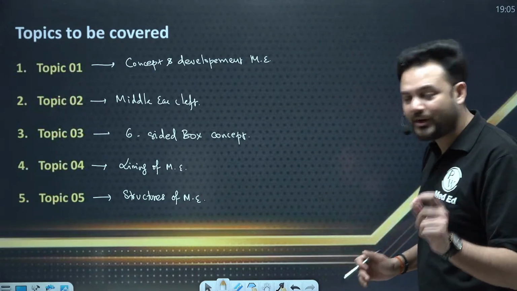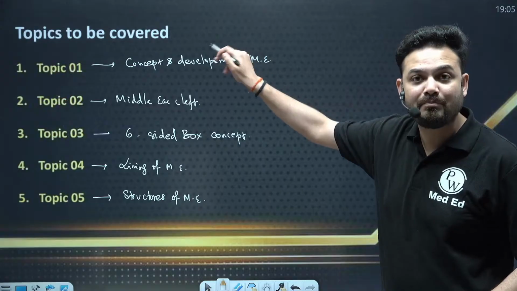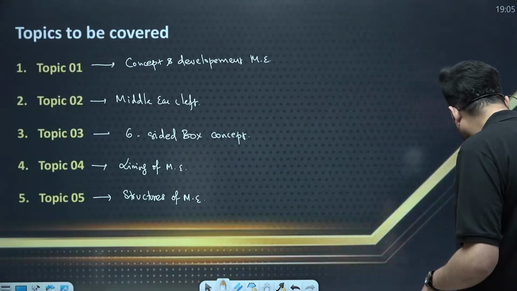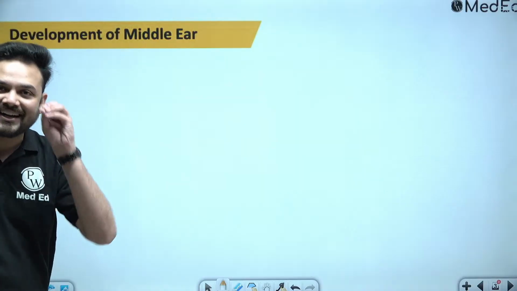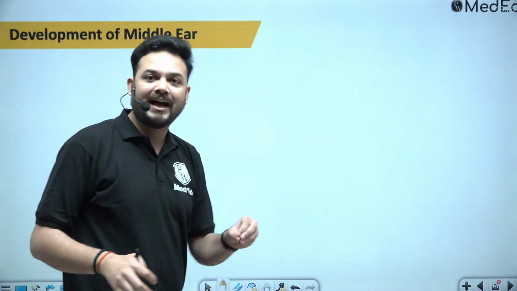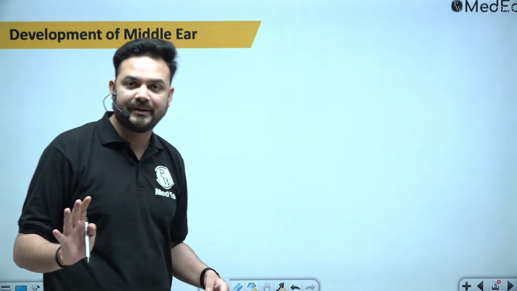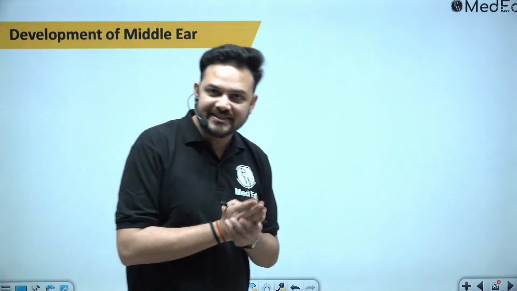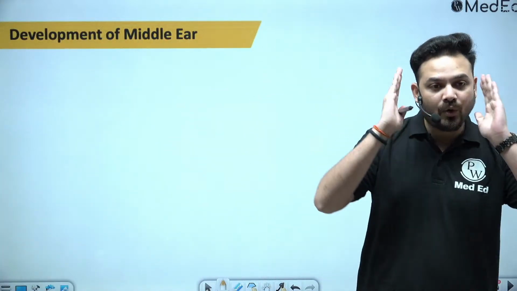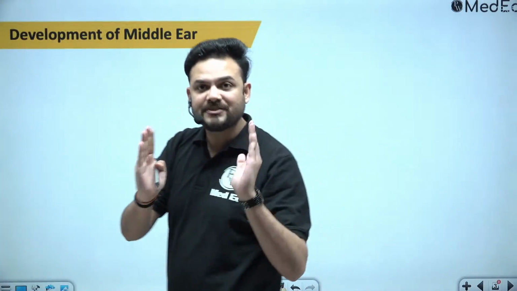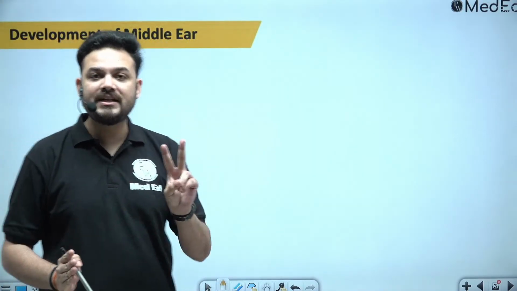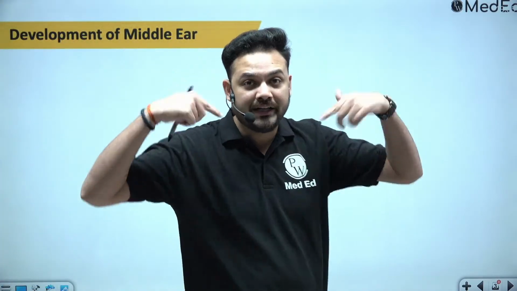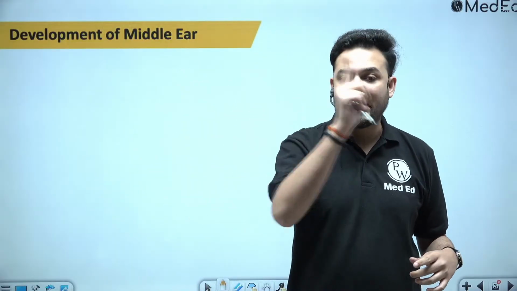Let's first read what is the concept of the development of middle ear. Because embryology we never understand. Rather, we don't like embryology, right? So what is the exact development of the middle ear and how we can read it is a very simple concept. When I was teaching you external ear, I told you that the whole of your ear develops from the first and second pharyngeal arch. The first and second pharyngeal arch are the main derivatives for giving our whole ear: external ear, middle ear and inner ear.